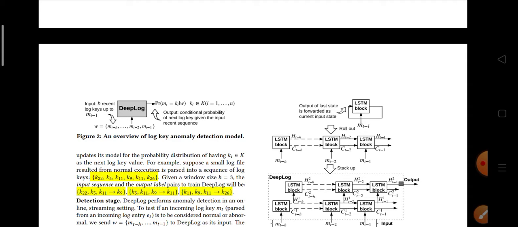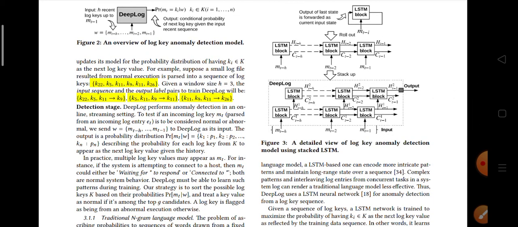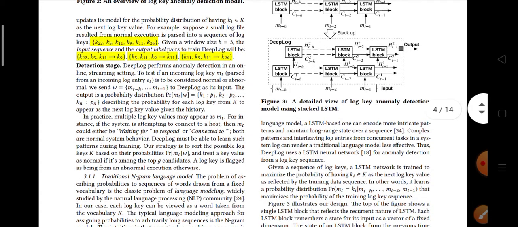Likewise, in the second dictionary down this line, k5, k11, k9. That means this window is slid one to the right, just right. So the next prediction is k11. Again, sliding one more right, k11, k9, k11 again. Then what will be the target? K26. So this type of labeling is done from the dataset. It's taken automatically. We don't need any manual labeling, right? So it's predicting the next key value.